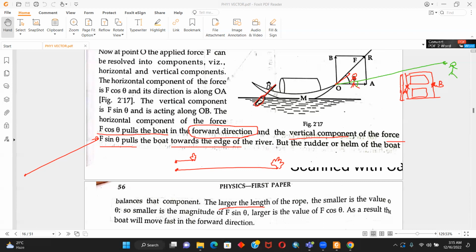The smaller is the value of theta, the smaller is the magnitude of F sine theta, and the larger is the value of F cosine theta. So obviously we want to go in the forward direction. So we want the F cos theta value to be greater and the F sine theta value to be lesser. That is why theta should be as small as possible, and that is why we want as long a rope as possible.